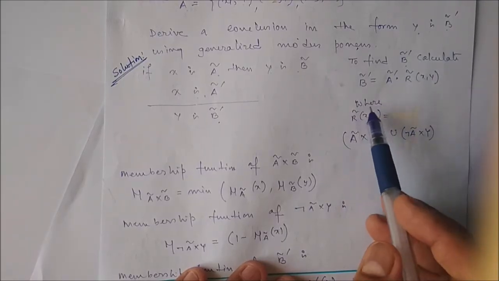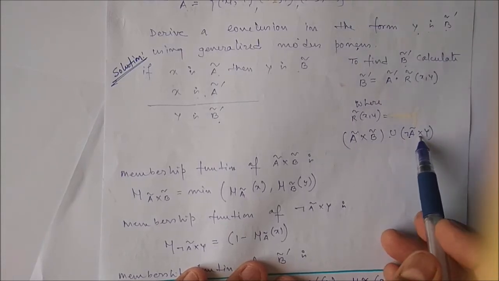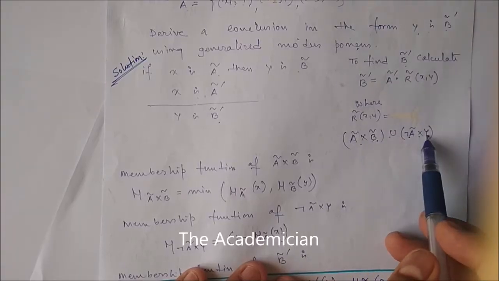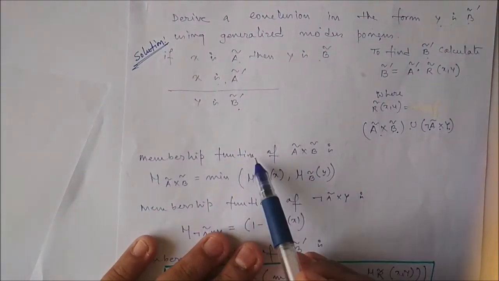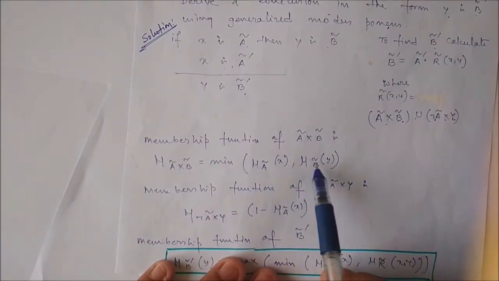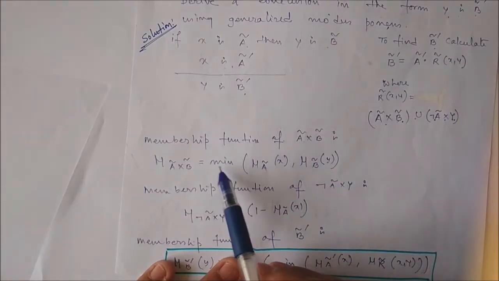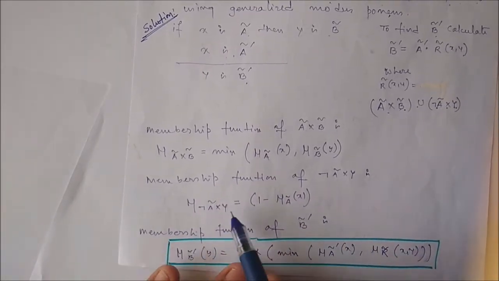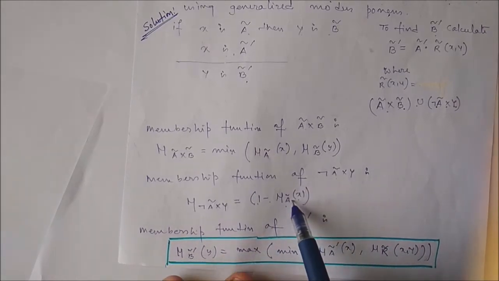To calculate R, we have to use this formula: A cross B union not A cross Y, where A, B are the fuzzy sets and Y is the universal set. The membership function of A cross B is nothing but we compare membership values between fuzzy sets A and B and take the minimum one. And the membership function of not A cross Y we can get using the formula 1 minus mu A of x, that is the complement of A.